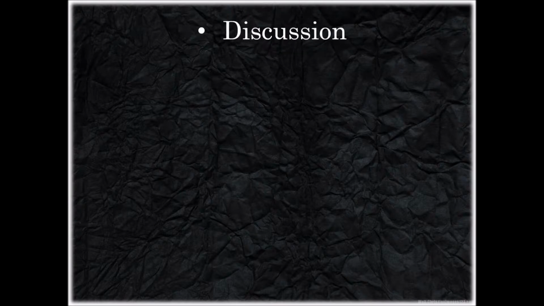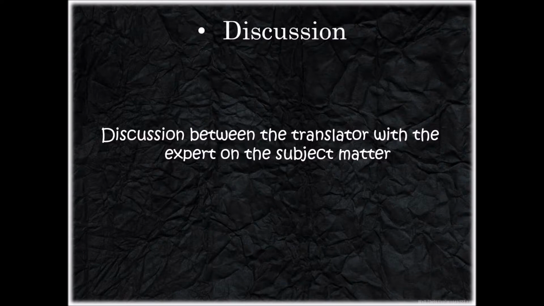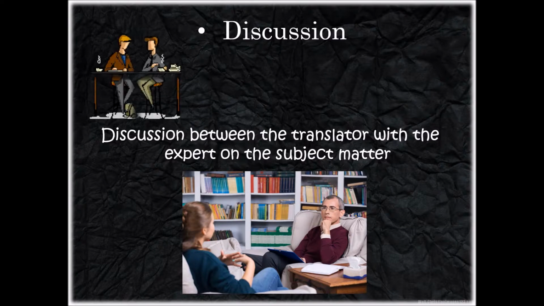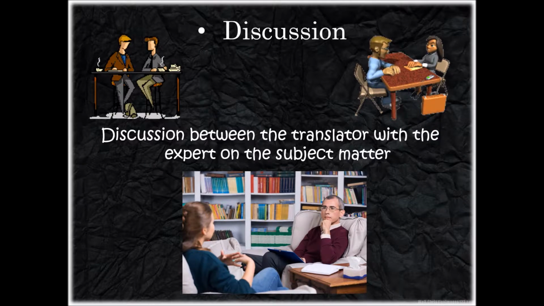The last is discussion. Discussion is believed to be a good way to end the translation process. It is often done through a discussion between the translator and an expert on the subject matter. For example, if the translator is translating a text about medical terms, the translator should discuss his or her work with doctors or medical experts in order to avoid mistranslation.